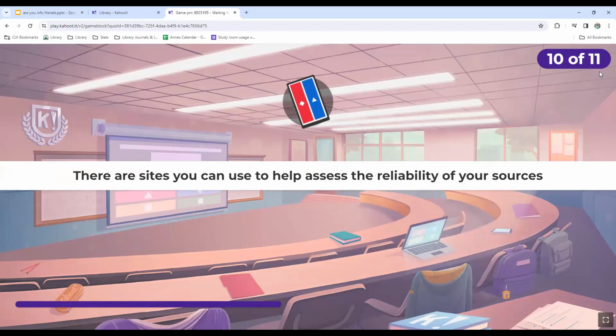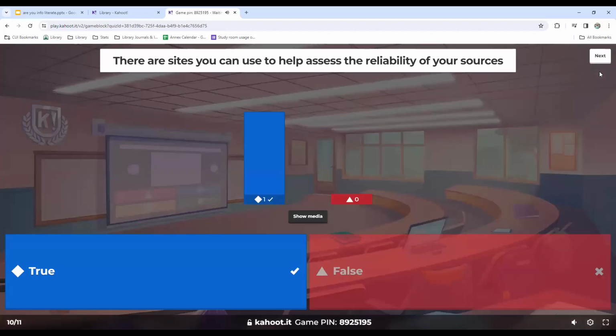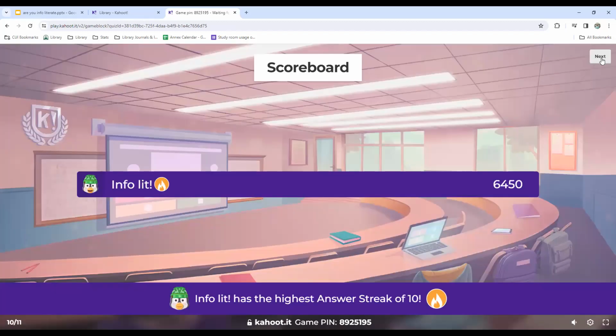True or false? Or second to last question. There are sites that you can use to help assess the reliability of your sources. True or false? That one is true. There are sources we went over where you can look and get a better idea of what other people are saying about that source.